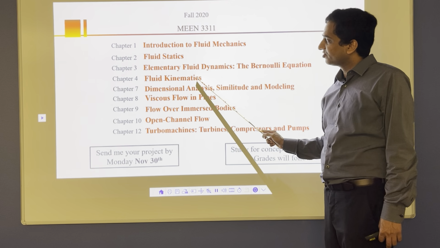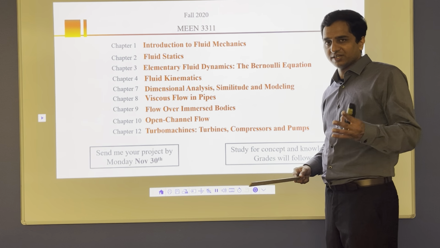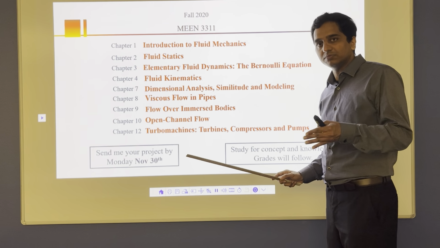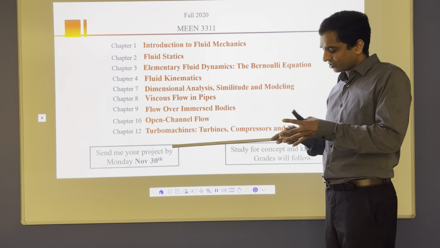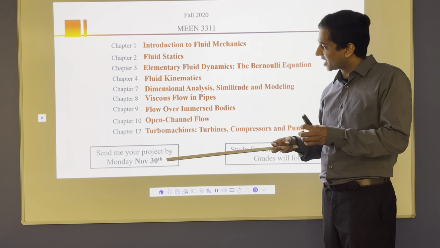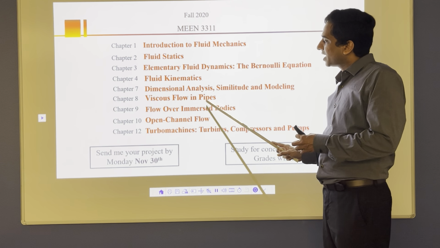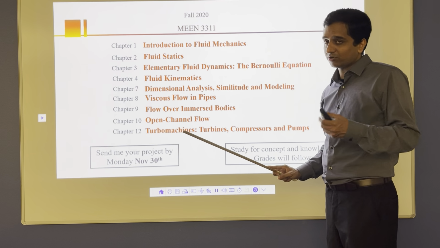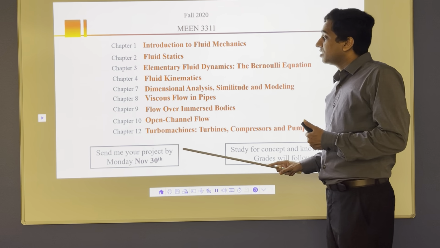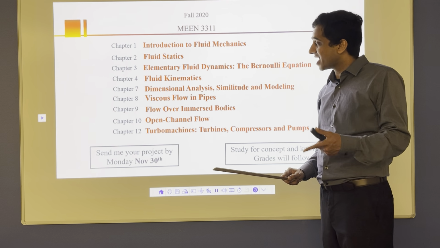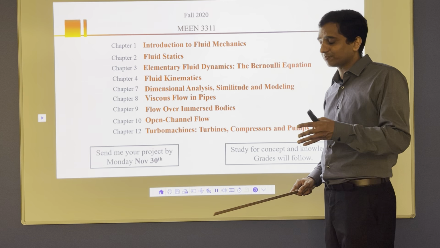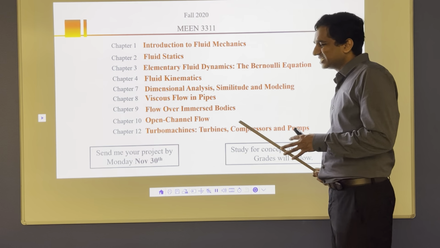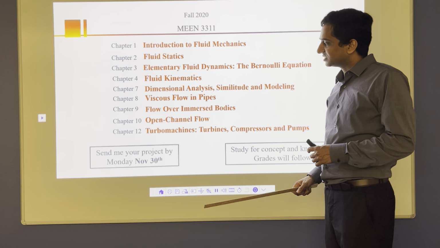Then fluid kinematics, where we learn how to calculate velocity and acceleration of a fluid with the equation. Then dimensional analysis, where we learn the Buckingham pi theorem and how to use the pi terms to simulate an experiment for the model and the prototype. Then flow in pipes, where we learn about head loss, major loss and minor loss, and the Moody chart. Flow over immersed bodies, where we learn about lift force and drag force. Open channel flow, where we learn about hydraulic jump, the Chezy and Manning equations, and the classification of critical, subcritical and supercritical flow. And finally in turbomachines, we learn turbines, compressors and pumps, some basic ideas about these devices.